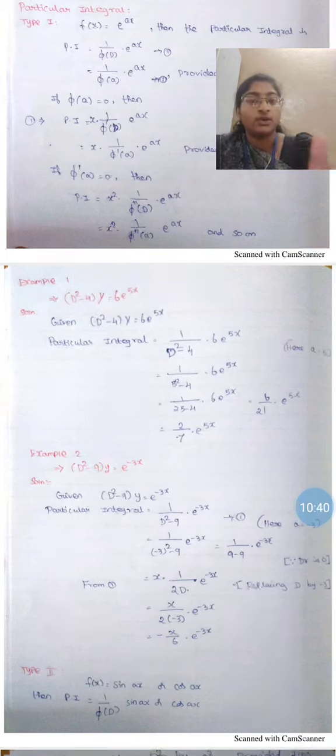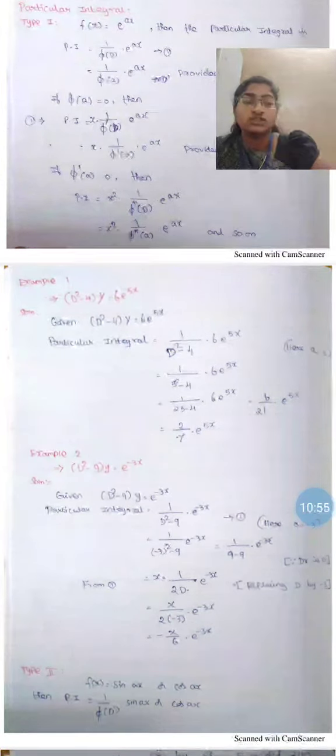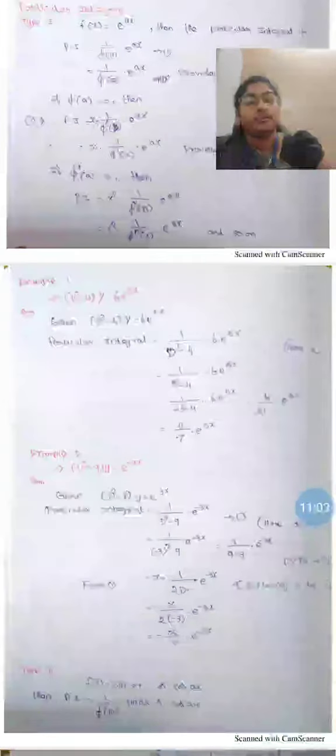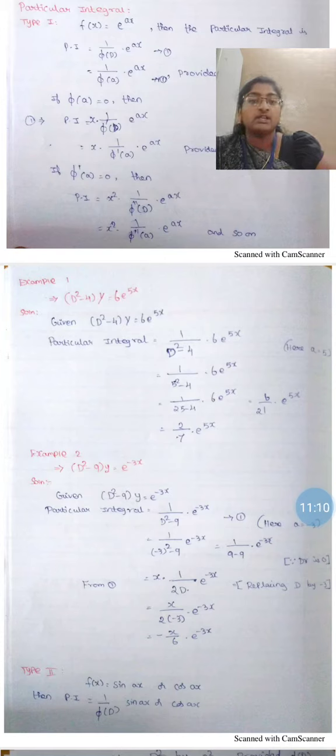So we are going to find the particular integral. So here the value of D equals 5. See in this exponential form, e power 5x, so our value of a is equal to 5. So convert D into a. So 1 divided by D square, which means 5 square minus 4, into 6 e power 5x. So the value of 5 square is 25 minus 4 into 6 e power 5x, which equals 6 divided by 25 minus 4, which is 21, into e power 5x.